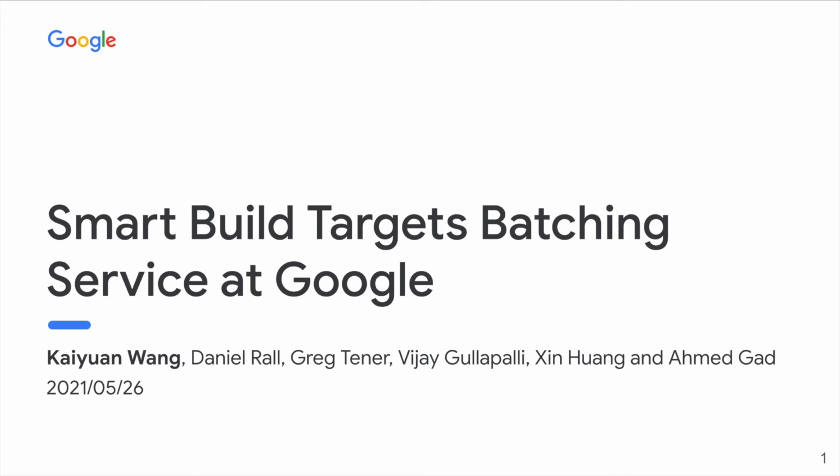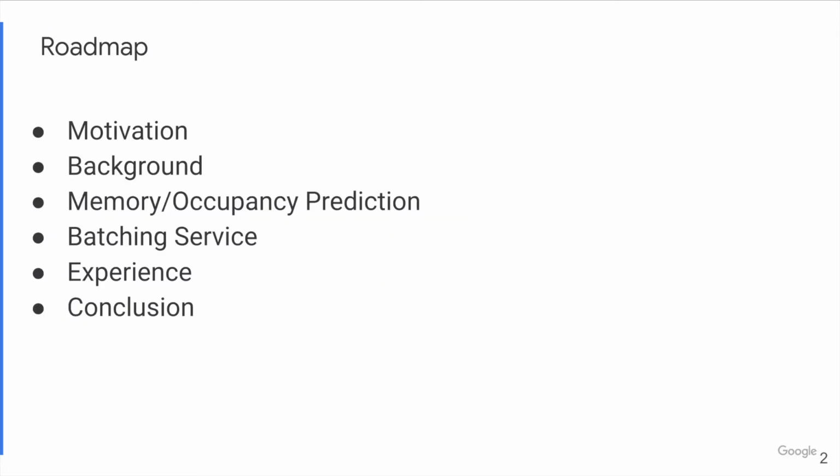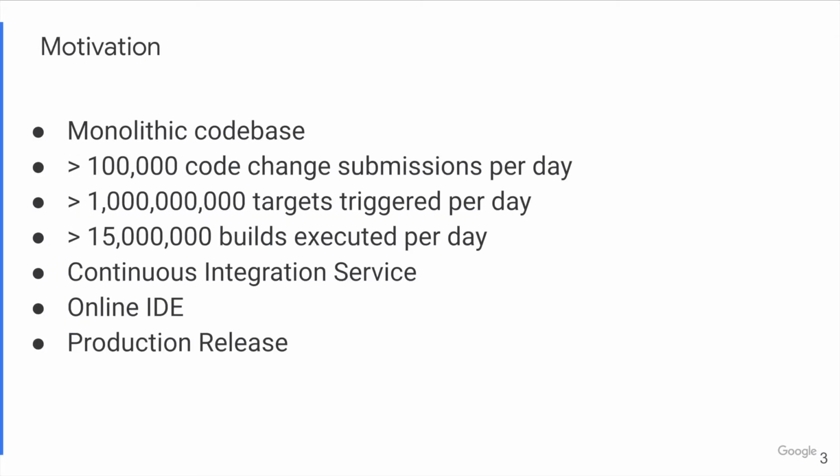Today I'm going to talk about our paper, Smart Build Target Batching Service at Google. Here is the roadmap of my talk. Google has a monolithic codebase. There are many services like the Continuous Integration Service, the Online NDE service, and the Production Release service. They all require continuously executing tons of builds per day.